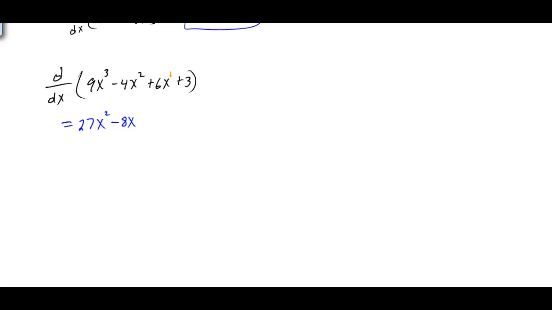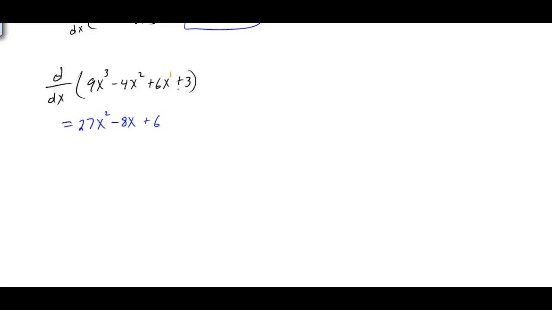Exponent of 1. So 1 times 6, we get 6. And if we subtract 1 from the exponent, we end up with 0. So we would technically have x to the 0 power. But if anything is raised to the 0 power, that is equal to 1. So we could just simply write 6.